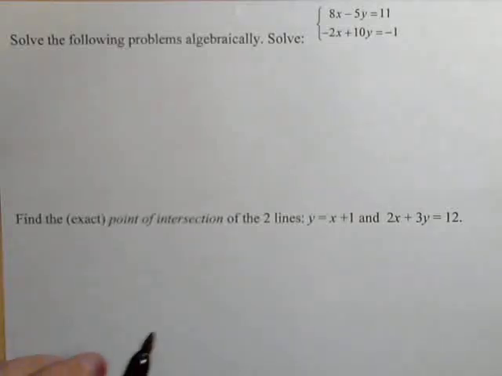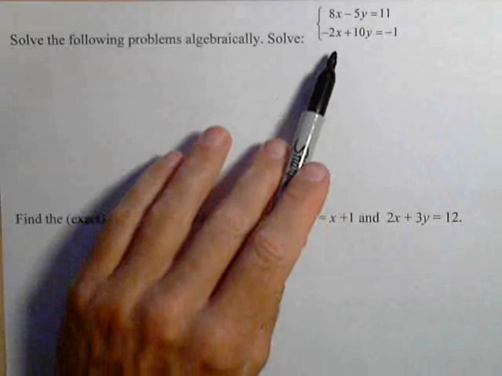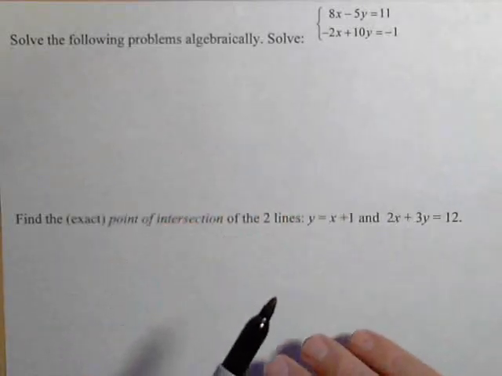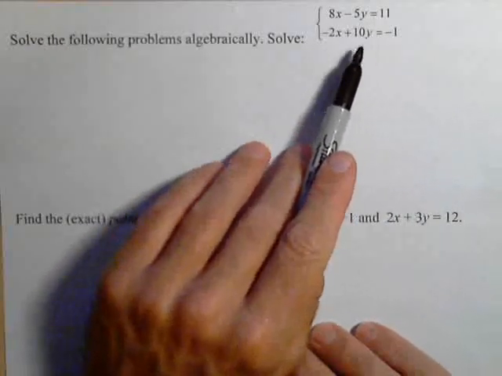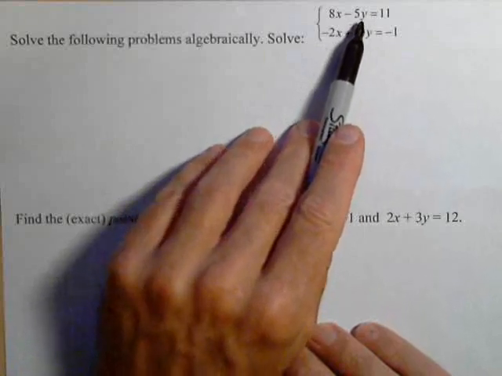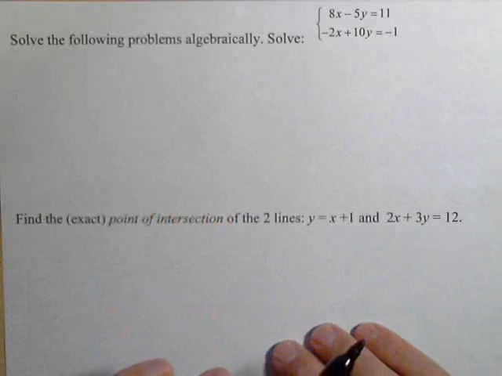Okay, we are going to look at solving a system of equations using elimination and then using substitution. Now the first one, we have two equations with two variables, and what we might notice is, well, we got a negative 5y and a positive 10y. So we're going to use elimination in this problem.